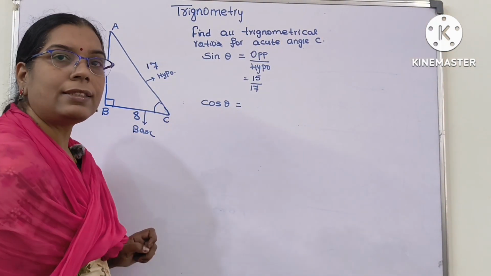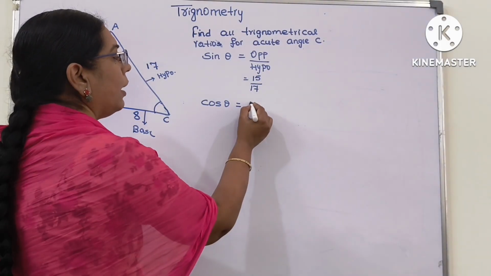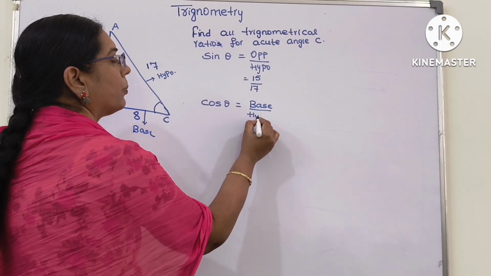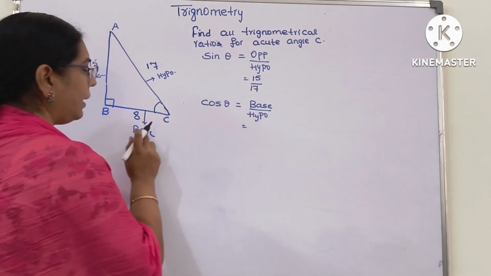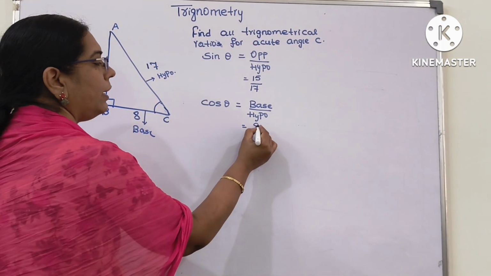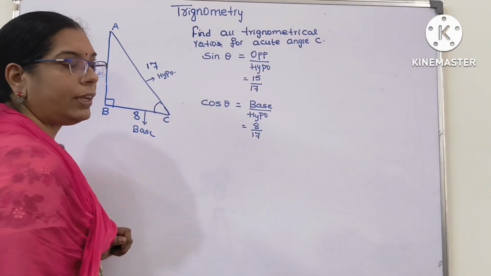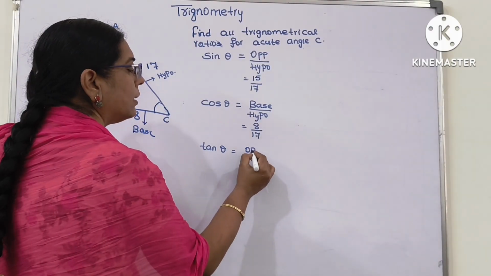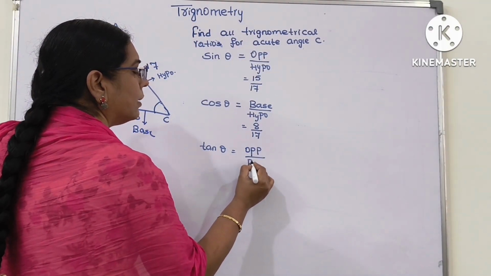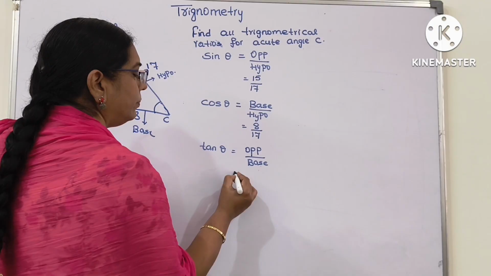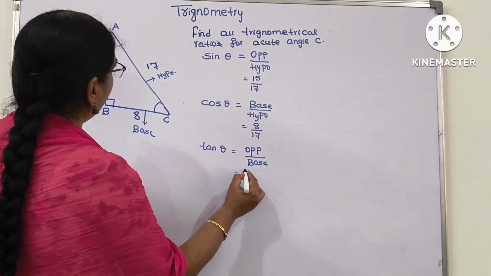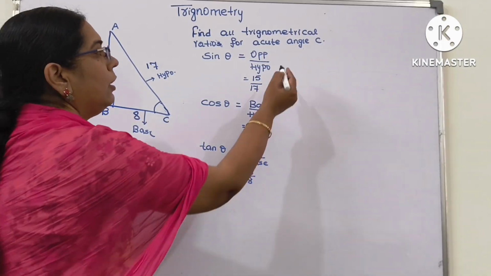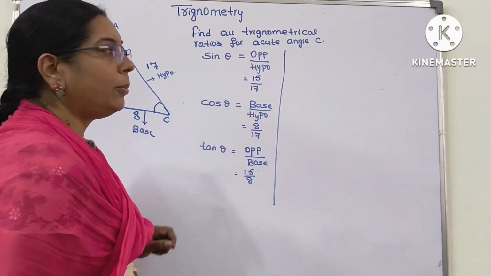Cos theta is the ratio of base upon hypotenuse. So cos theta is 8 over 17. Let us write the tan theta, opposite upon base. So tan theta, you can write it as 15 upon 8. What are the other three trigonometrical ratios?